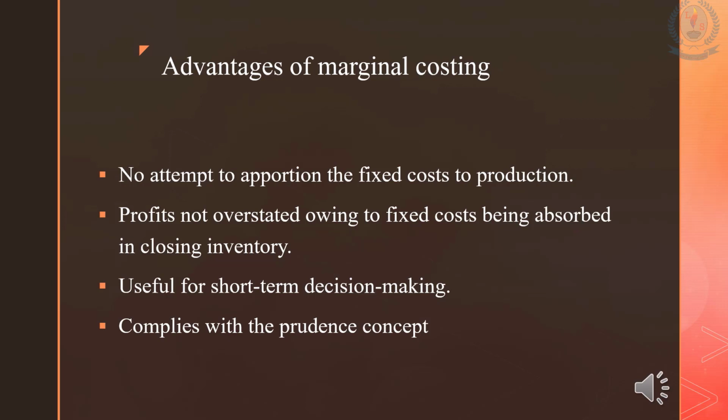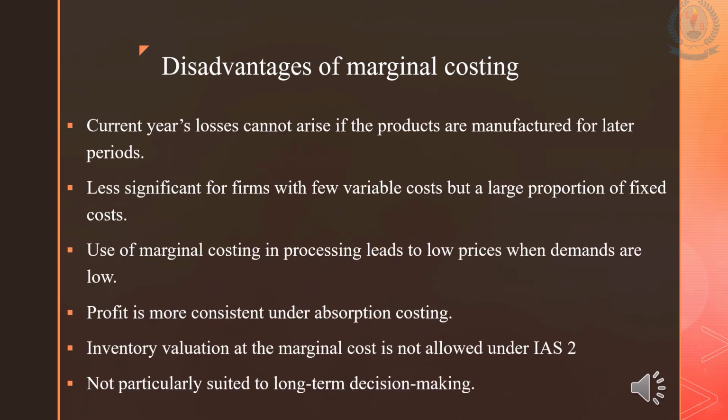The prudence concept states not to overstate profits and assets. If the second benefit is considered, absorption costing is against the prudence concept, while marginal costing is accepted by the prudence concept. These are the disadvantages of following the marginal costing approach.